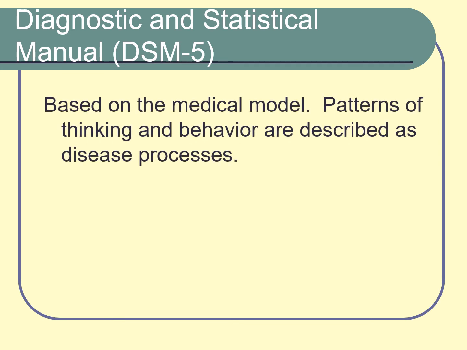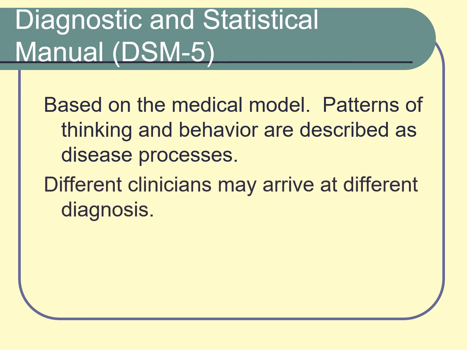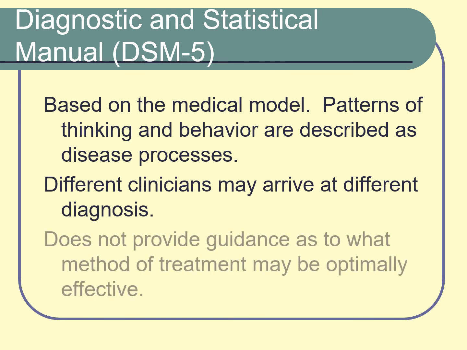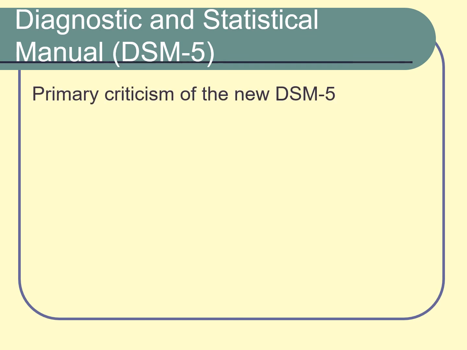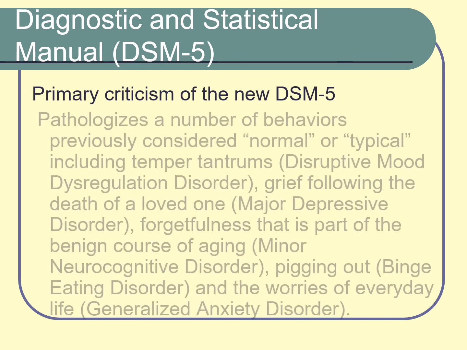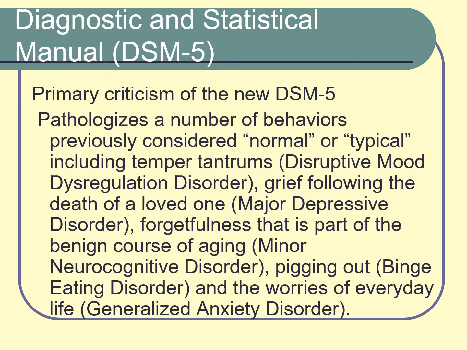Okay, it's based on the medical model. Problem behaviors, irrational thinking, are diseases. It's not always neat and tidy when you're trying to move toward a definitive diagnosis, and it doesn't provide any treatment recommendations as to what's the best practice. The primary criticism of DSM-5 is that it pathologizes a number of behaviors which many of us would consider normal, including temper tantrums in a 2-year-old, and grieving and sadness following the death of someone close to us.